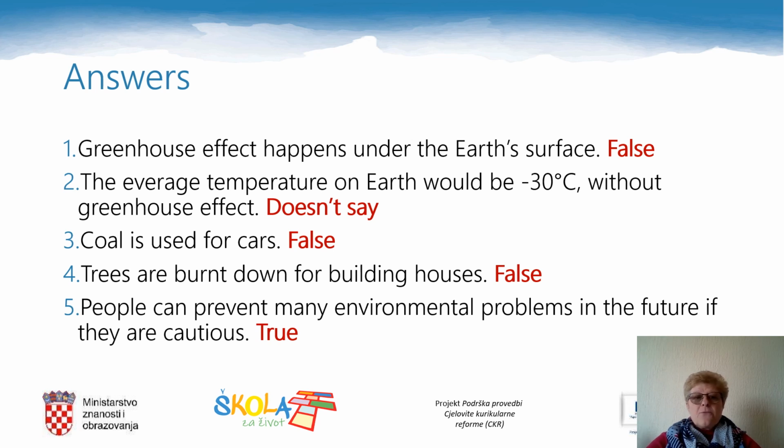3 is false. Coal is not used for cars. It's used for factories. 4. Trees are not burnt down for building houses. They are cut down for building houses. 5. People can prevent many environmental problems in the future if they are cautious. Of course, that is the truth.